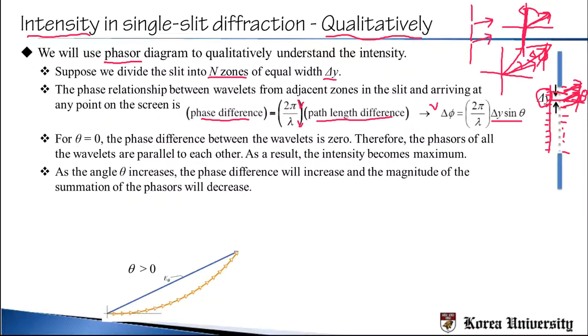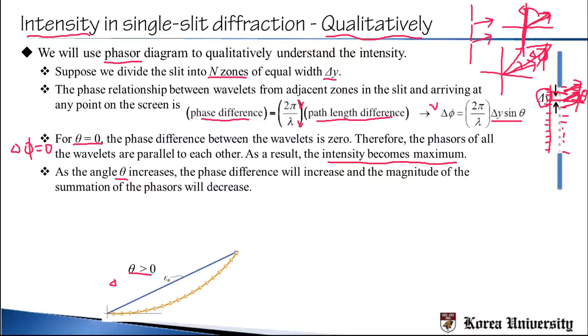So at the center of the screen where theta is 0, delta phi will also be 0, so all the phasors are pointing along the same direction. If you combine them, it will make a long straight line, so the intensity will become maximum because the amplitude of the phasor becomes maximum, right? Okay, and then how about at an angle theta which is larger than 0?